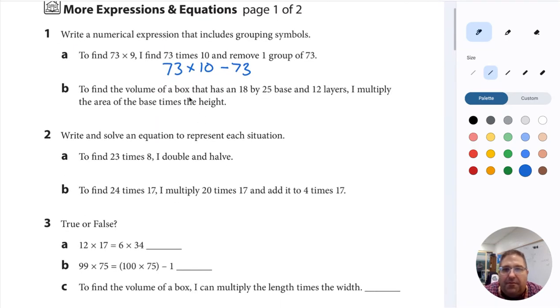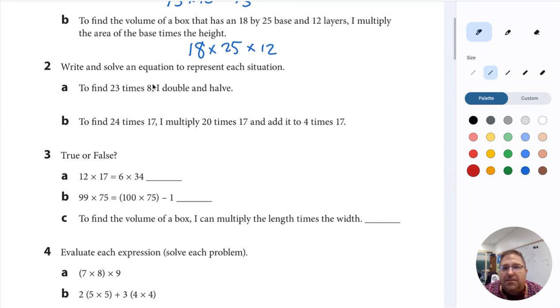B, to find the volume of the box, if it's 18 by 25 on the base and 12 layers, I can multiply the area of the base times the height. Again, when we're finding volume, we're just going to multiply the 3 dimensions, whatever they are. In this case, we've got 18 times 25 times 12. And a big thing on this one, notice it says write a numerical expression. We don't have to solve it, so we are done with number 1. We're just writing the math problem out, getting our brains thinking.